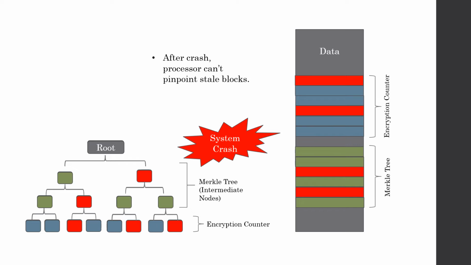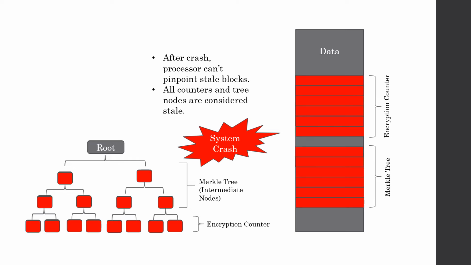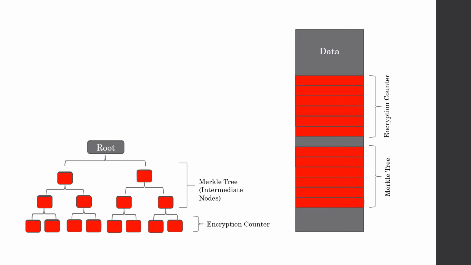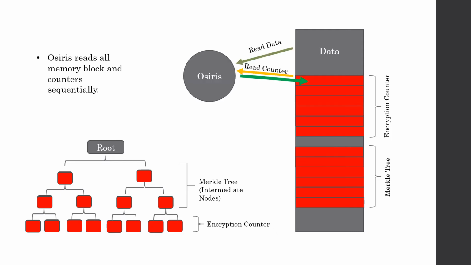But after the crash, our processor does not have any idea which counters or which Merkle tree nodes it has lost from the cache. So it has to treat all of the memory blocks, the counters and the Merkle tree nodes as stale. If we use Osiris or any other counter recovery scheme, it needs to read all of the data and their associated counters one by one to recover them. After the recovery of the counters, we can recalculate the hash values of the Merkle tree intermediate nodes and recover the system level by level.